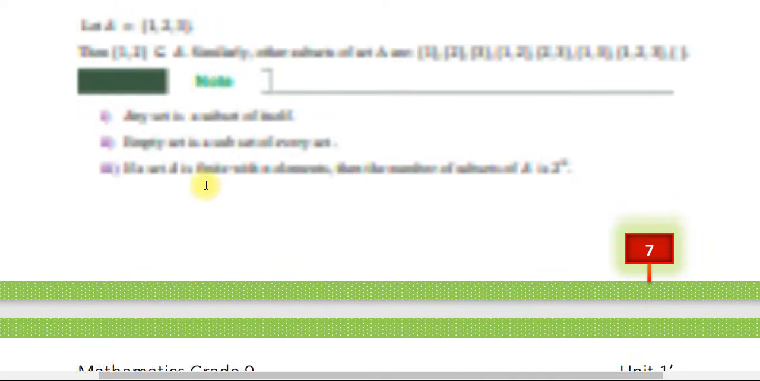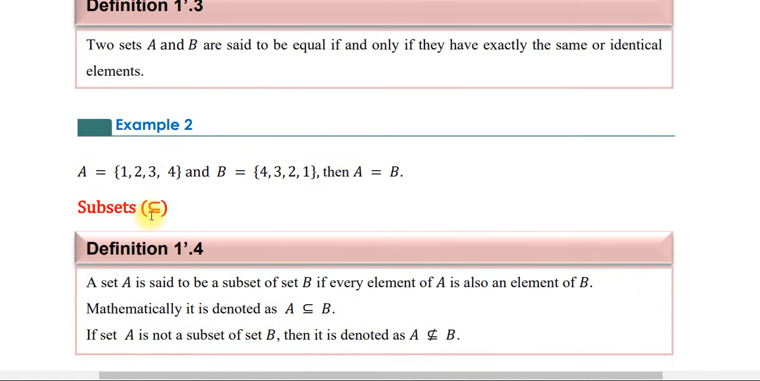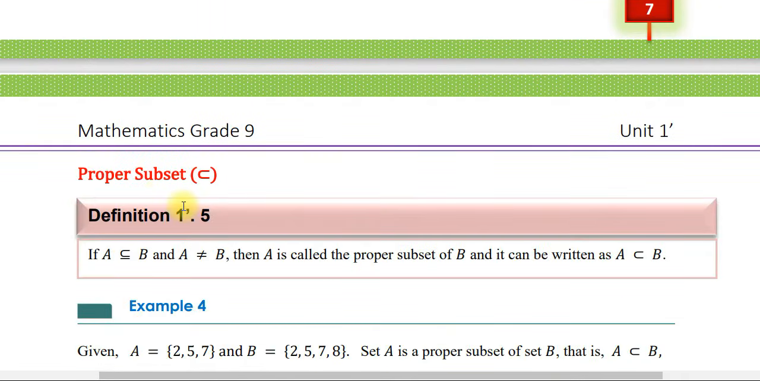ሌላኛው ደግሞ ፕሮፐር ሰብሴት ነው። ሲምቦሉን ይዩት። የቅድሙ ከታች ስላሽ ነበረው። ኦኬ እንደምታዩት እዚህ ጋር ስላሽ ነበረው፣ እዚህ ጋር ግን ምንም አይነት ስላሽ የለውም። ፕሮፐር ሰብሴት definition: if A is a subset of B and A differs from B then A is called a proper subset of B and it can be written as A is a proper subset of B.